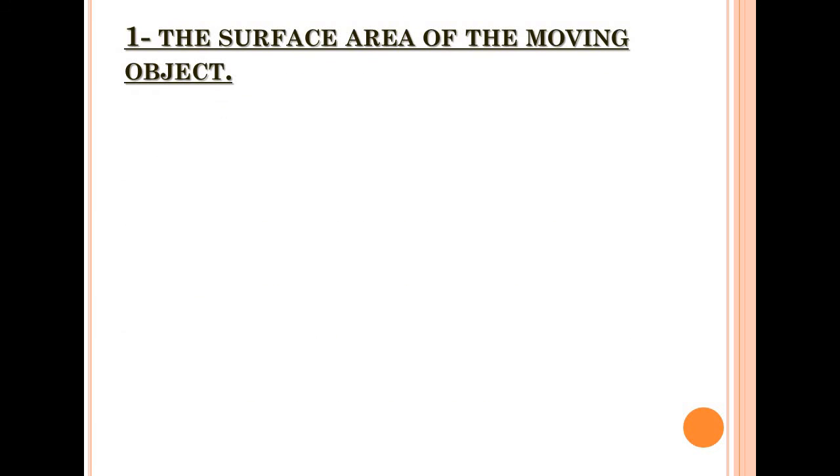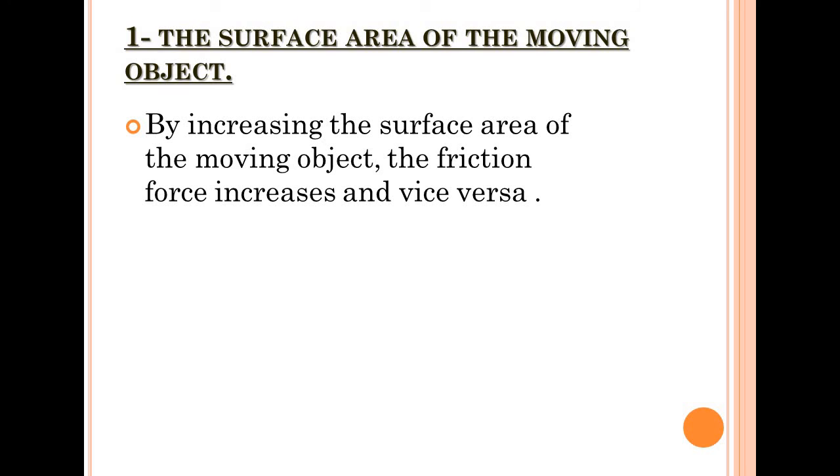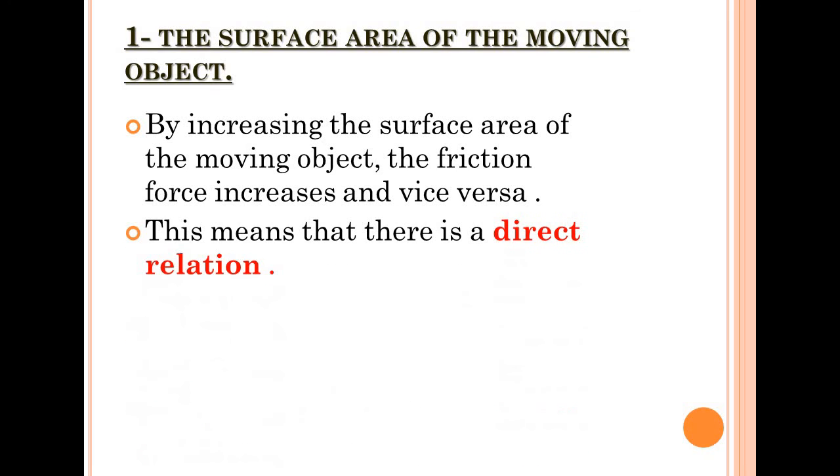The first factor here is the surface area of the moving object. If the surface area increases, friction force will increase and vice versa. That means there is a relation between them. It is a direct relation. If the surface area is increased, that means friction force will increase. There is a direct relation between them.